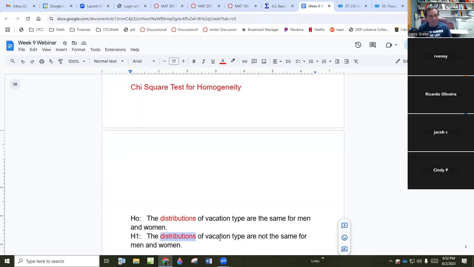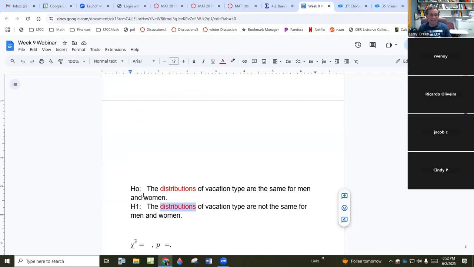Any questions on the H naught, the null hypothesis, and the alternative hypothesis? The distributions of vacation type are the same for men and women. The distributions of vacation type are not the same for men and women. Notice this is not about independent or dependent. This is not a goodness of fit test because we don't know any specific distribution. This is comparing two distributions where we don't know either of them. So what's the next step? You better all know this.